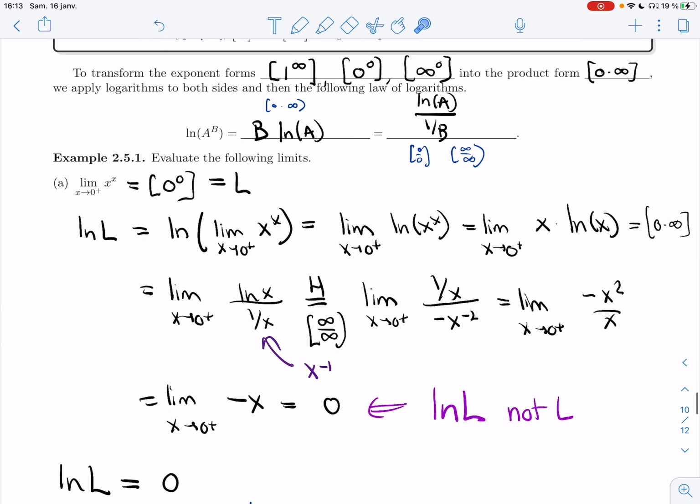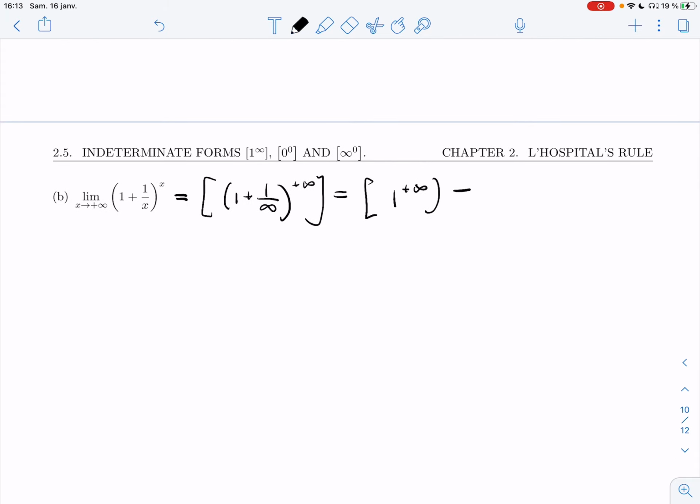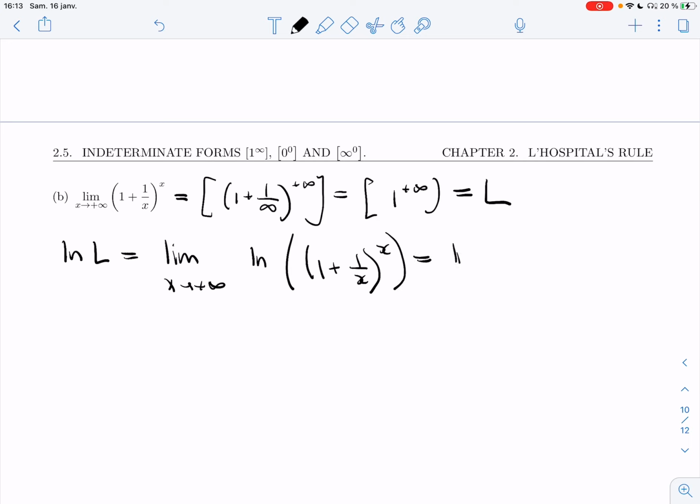Whatever our power limit, our exponent limit is, I'm going to call it L, and then I'm going to look at ln of L so I can use this law of log. All right, so this is L. I'm going to look at ln of L. That's going to be the limit as x goes to positive infinity of log of (1 plus 1 over x) to the x, which is the limit as x goes to positive infinity of x log of 1 plus 1 over x. So this now is infinity times log of 1, so infinity times 0.